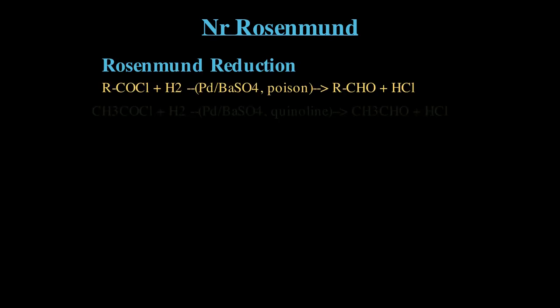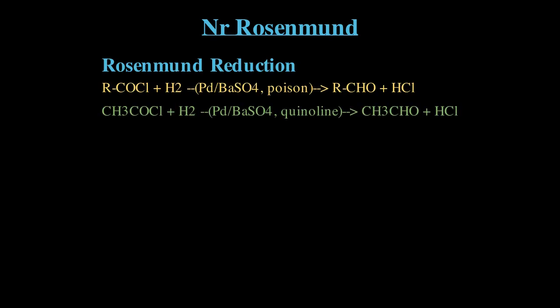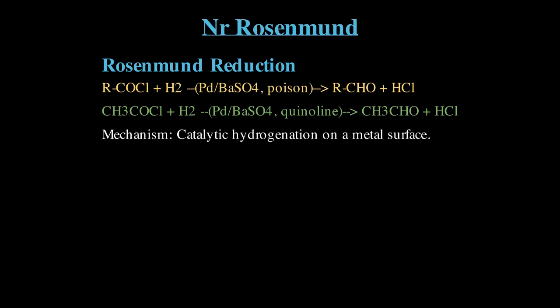For instance, when acetyl chloride, CH3COCl, is treated with hydrogen gas over this poisoned palladium catalyst, it is reduced to acetaldehyde, CH3CHO, and HCl is formed. The mechanism is a surface phenomenon. Hydrogen is adsorbed and activated on the palladium surface. It then adds across the carbon-oxygen double bond of the acyl chloride.